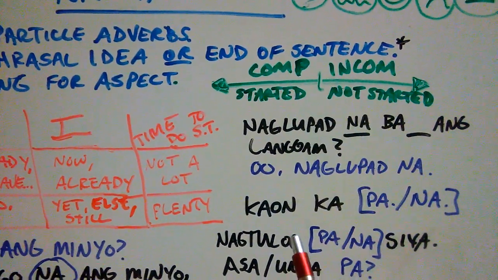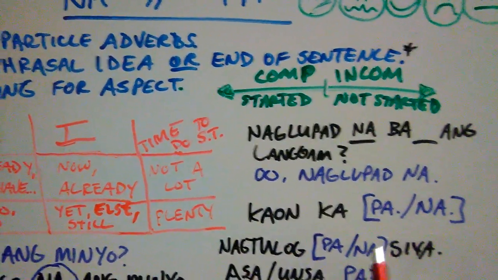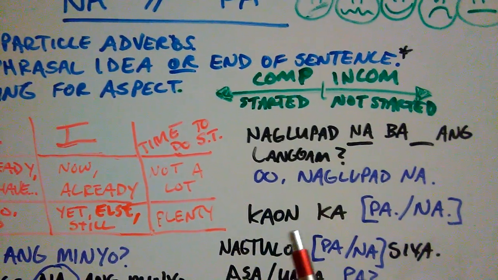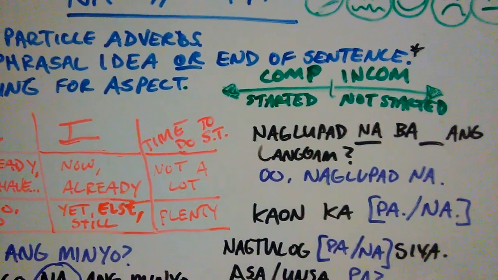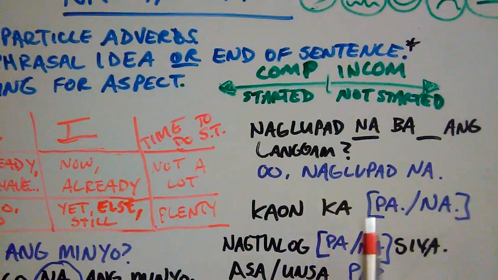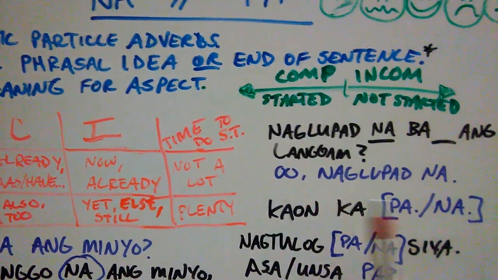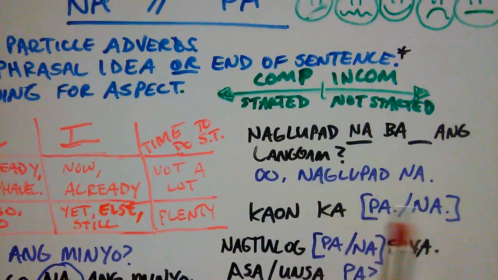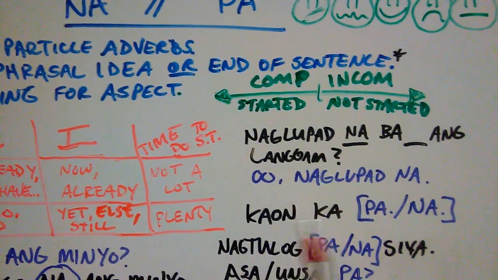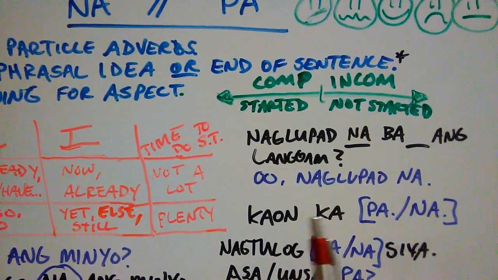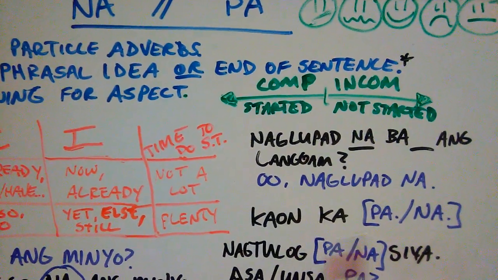All right. Versus kaon ka na. Eat now. I'm telling you to eat now. If we have this in the imperative, right? I'm telling you to keep eating versus I'm telling you to eat now, right? Because we're in the imperative, we're talking about me commanding you. Kaon ka na. Eat now. Oy, kaon ka na. Eat now. Eat already. Right?